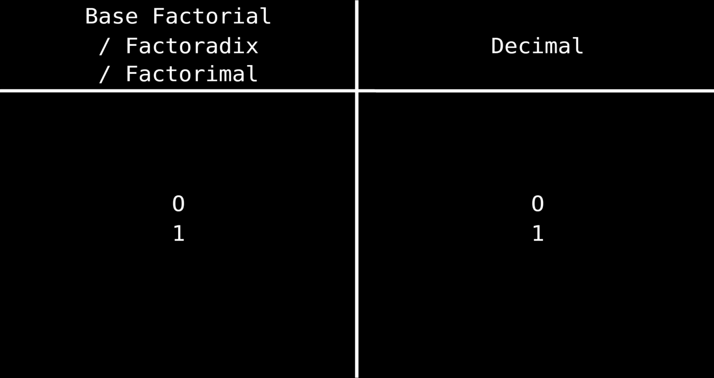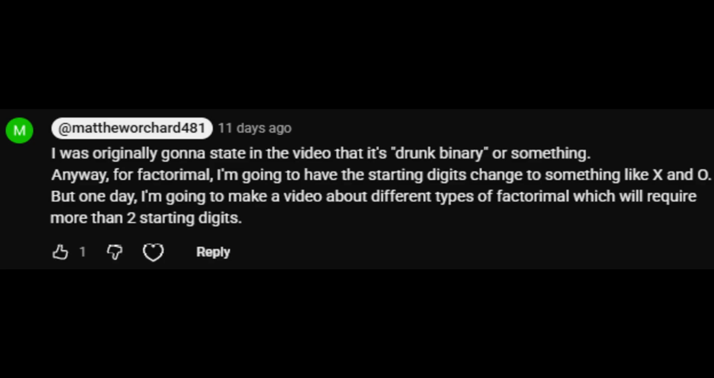So I'm gonna change them to Z for 0 and O for 1. Yep, O is now 1, not 0. Deal with it. I was originally gonna use X for 0, but I'm saving X for something much bigger. I also made another notation for Factorial, but that's for another video.